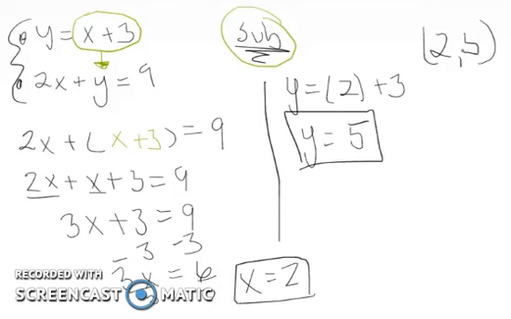So those are my two answers, and then we have to write it as a solution. And we always want to remember that we put our x first because it comes first in the alphabet, and then the y. Okay, so substitution: we sub it in, we solve, and then we sub it back in to find the second variable.